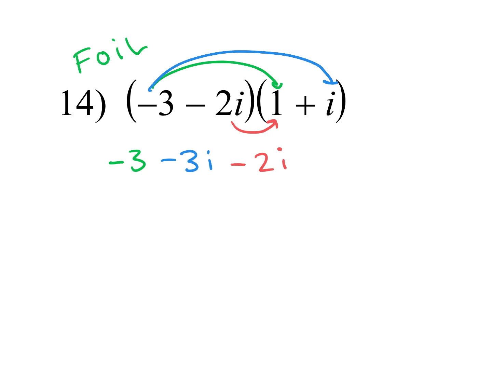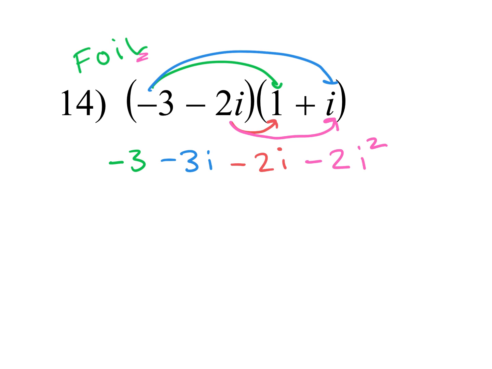And then what are the lasts? The last one in each parentheses. The last one in this parentheses is negative 2i, and the last one in that parentheses is i. So negative 2i times i. What's negative 2i times i? Negative 2i squared.